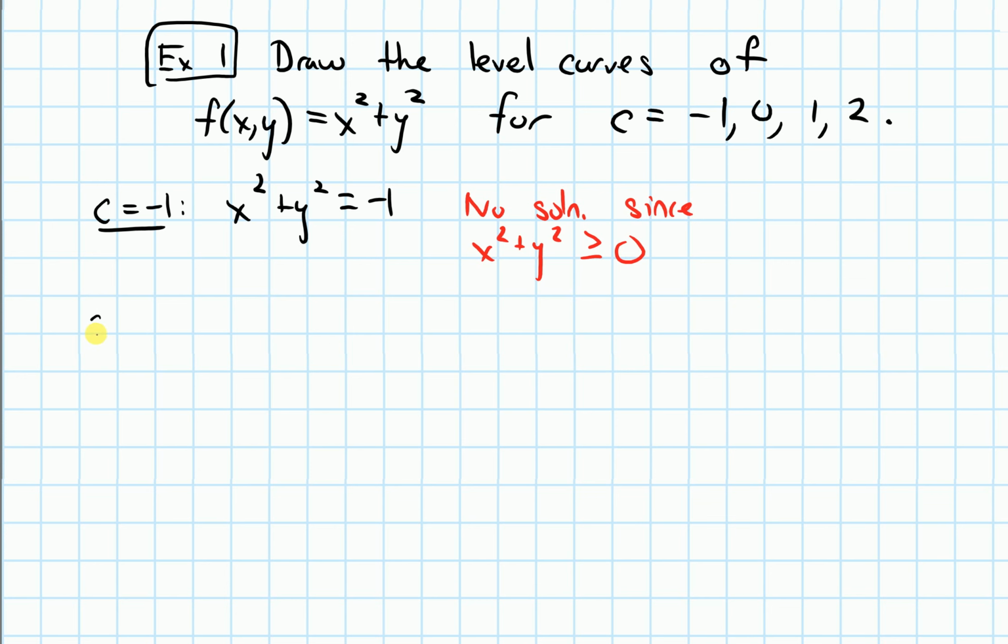All right, so let's look at the level curve when c equals 0. When c equals 0, we set our formula for our function, x squared plus y squared, equal to 0. This is actually going to give us something. This gives us x equals 0 and y equals 0. And that graph is going to be a point.